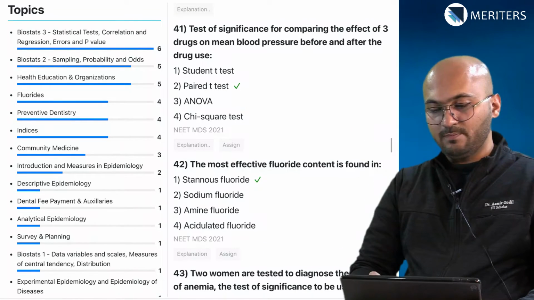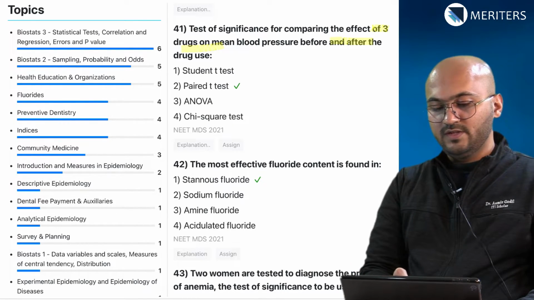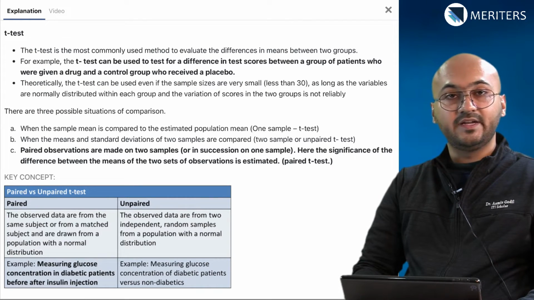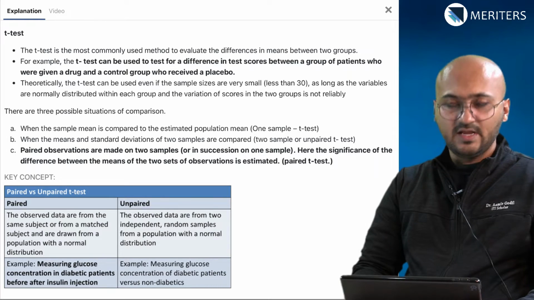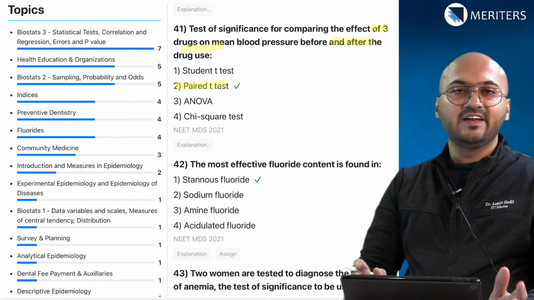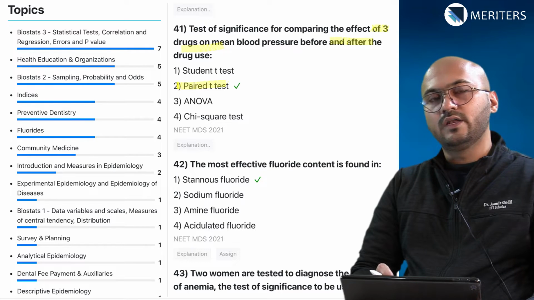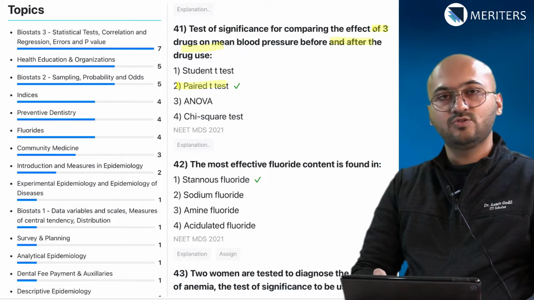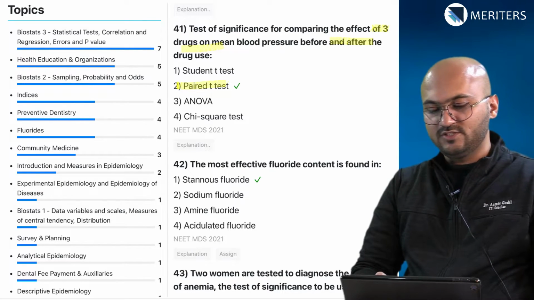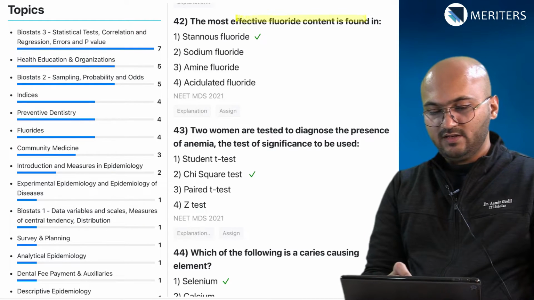Test of significance for comparing the effect of 3 drugs on mean blood pressure before and after will be done by paired t-test. This is the explanation for paired t-test. Make sure you look at the key concepts. Take a note of all of this in your workbook because that will be very helpful. You will have the skeleton for this in the workbook. You just need to fill up all the important data. So that gives you a repeated practice of the whole subject. Plus, you can also make notes on the side. If you come across any good question, use workbooks efficiently. The most effective fluoride content is found in stannous fluoride.